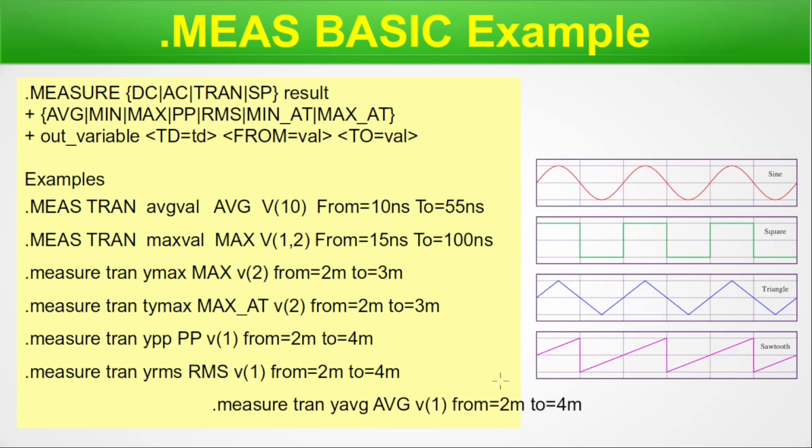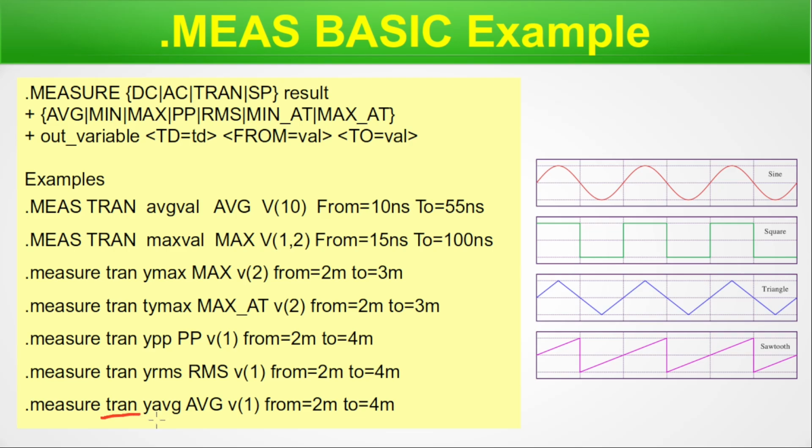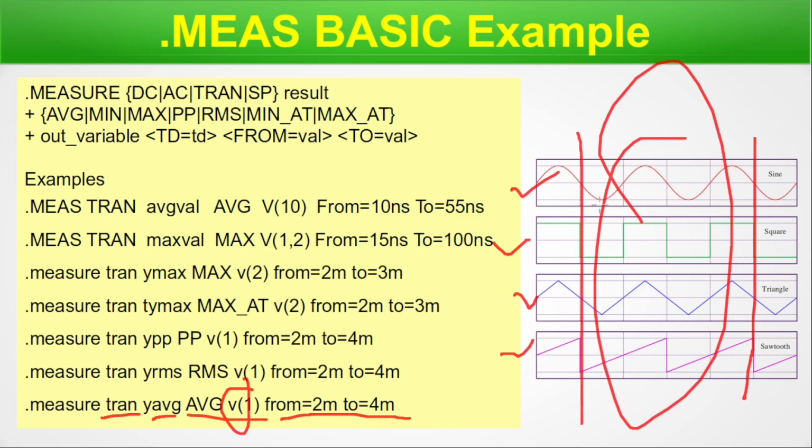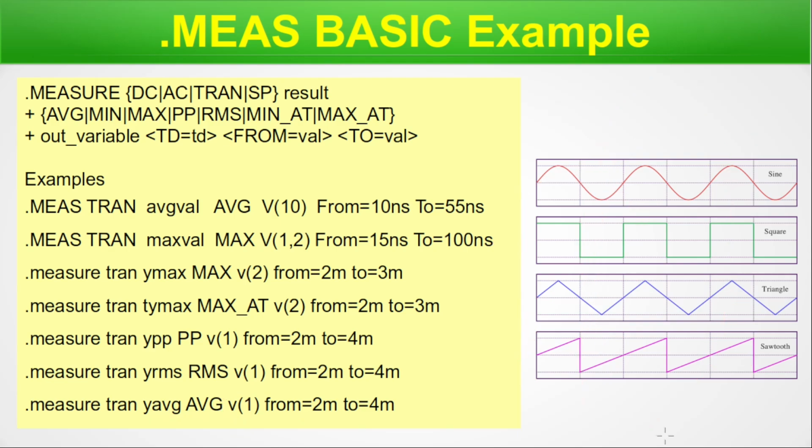Next, we have the TRAN, then average value, Y average value. And here we give the average, and again we have from 2 milliseconds to 4 milliseconds. So this way again you can get the average value. Say we are taking this time window here, and if you change V1 to other, so this is V1, V2, V3, V4, you will get the average value of all these separate waveforms. This way you can get the basic measurement values. Now we are done here with this simple set of measurements that you can do with the measure. Let us move on to the next slide.